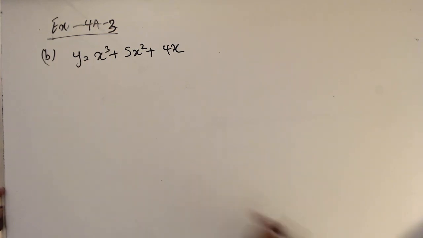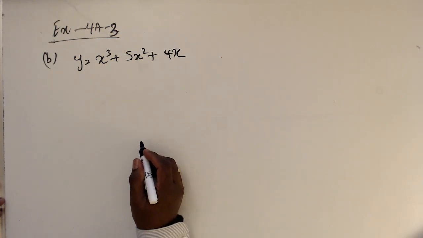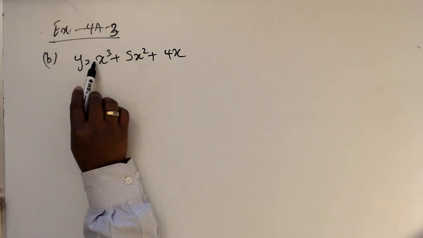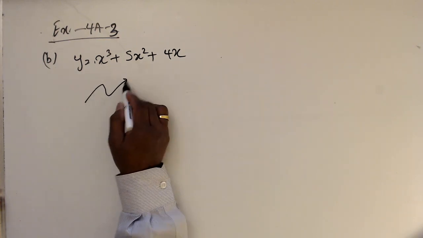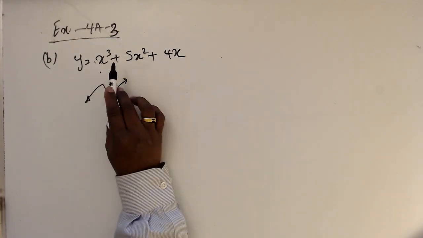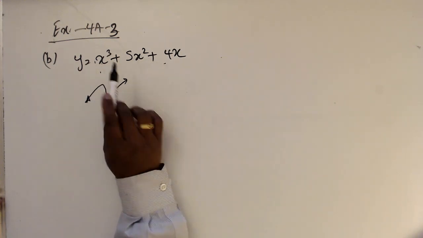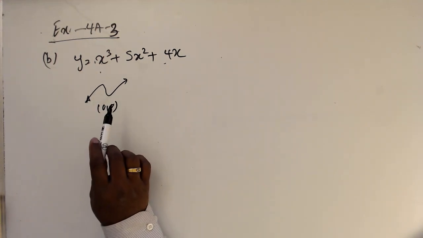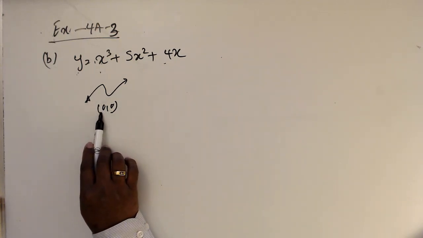Part B, let's get an idea about the curve. The coefficient of x cubed is 1, which is positive, and I'm expecting this kind of graph. And when x equals 0, then y also is 0, so it goes through 0, 0. When we try to find a root, we set y equals 0, then we know already one root.